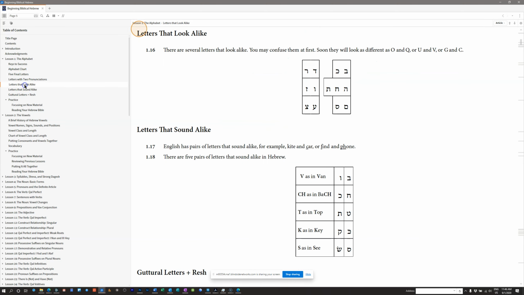Again, the difference between the tav and the chet and hey is going to be the little foot at the bottom. That's the difference between the tav and the chet. The difference between the chet and the hey is going to be the gap here. So be careful when you're writing to leave room for that. Samekh is going to be more rounded than the final mem. Final mem is more square.